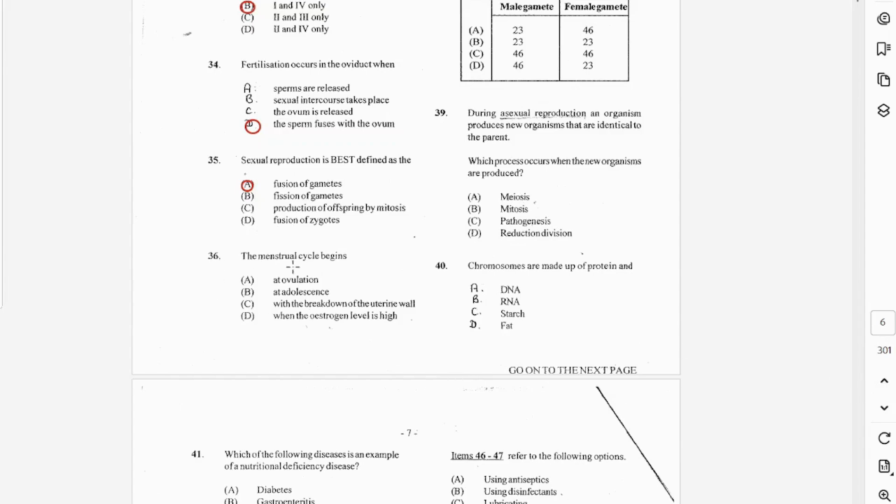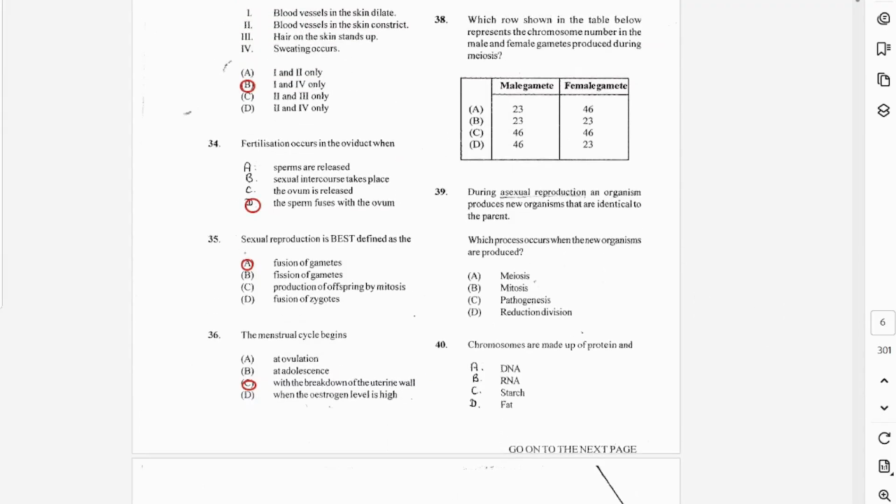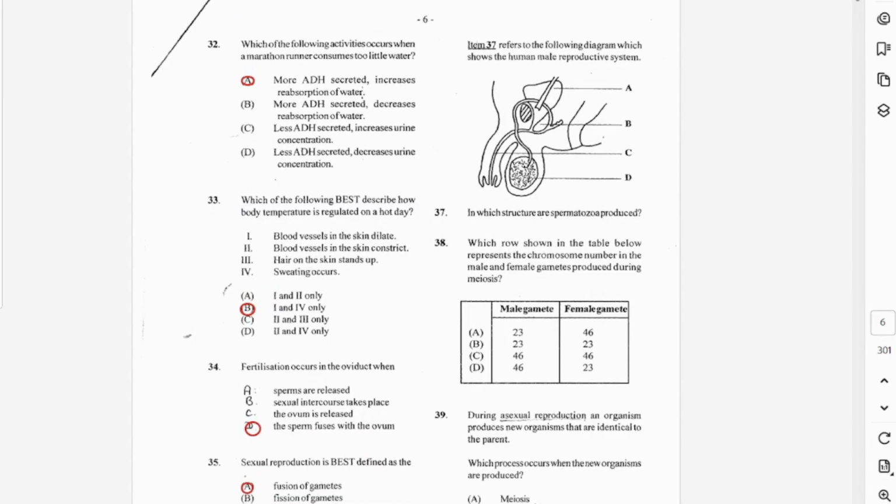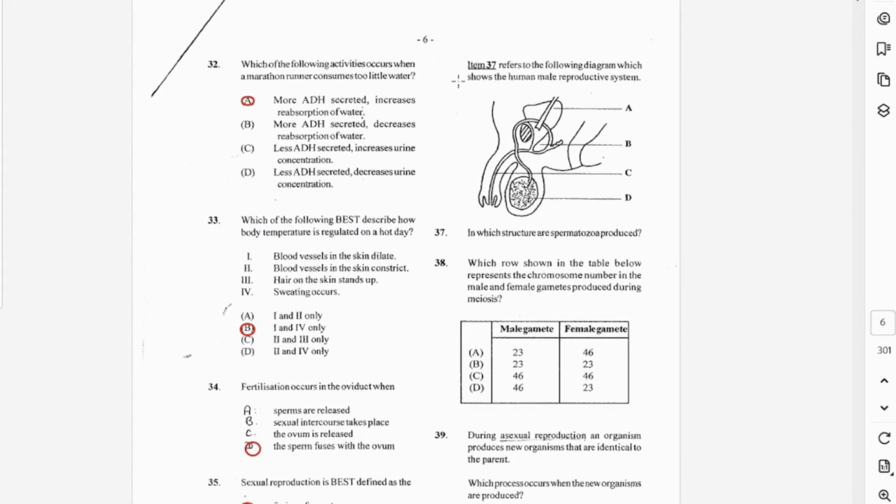Then we have 36. The menstrual cycle begins. When does it begin? Could you recall? C. With the breakdown of the uterine wall. Item 37 refers to the following diagram, which shows the human male reproductive system. So again, just as with a question like this before, I will be circling, not writing it on the side. So 37, in which structure are spermatozoa produced? It is D. You should recognize this as being the testes.